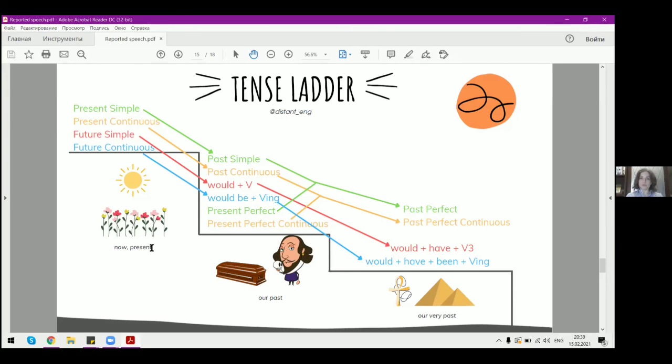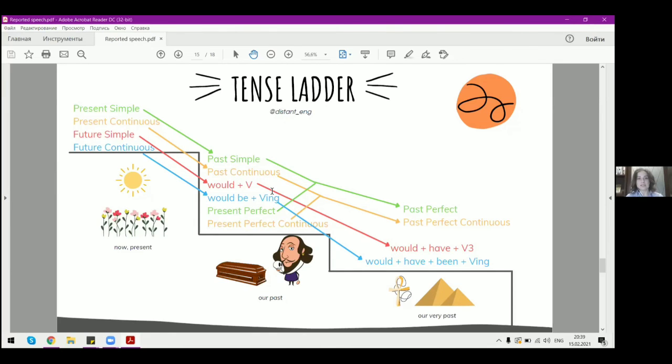When the author's words are in the past, we have to transform it. Present simple, all the green line here, is turned into past simple. Present continuous, yep, past continuous, the yellow one. Future simple into would plus verb.